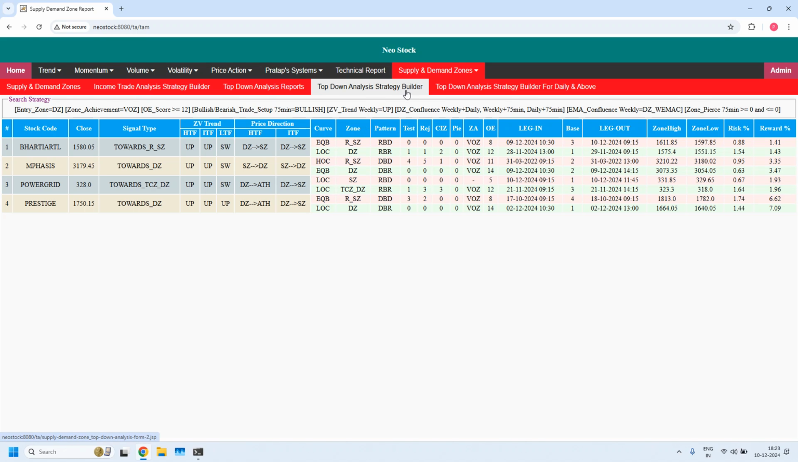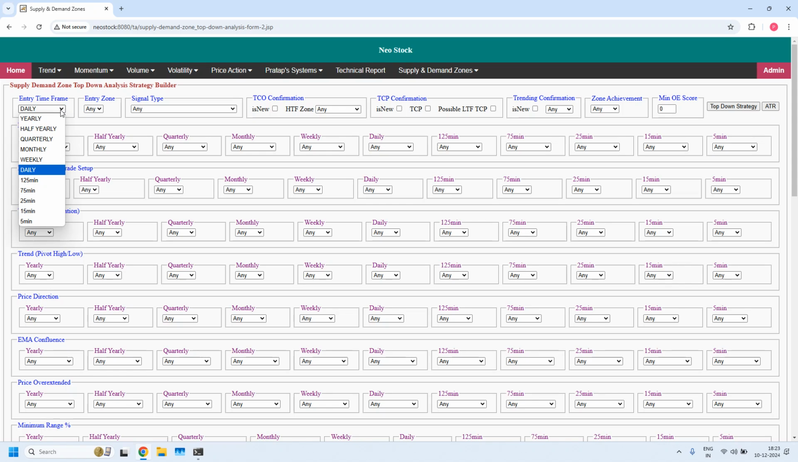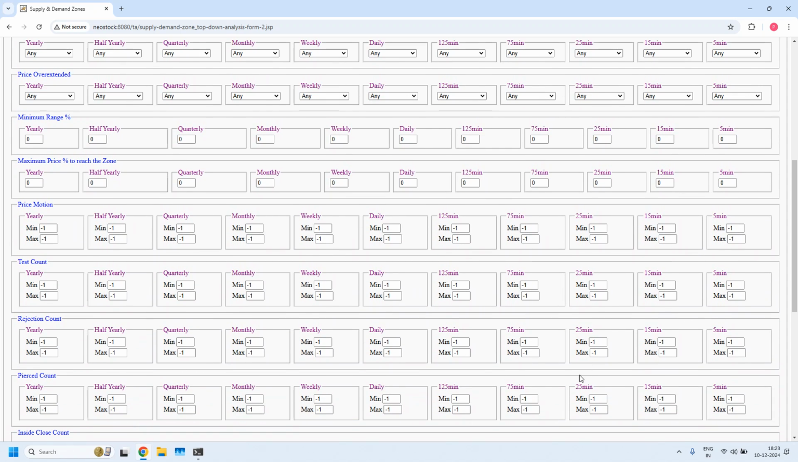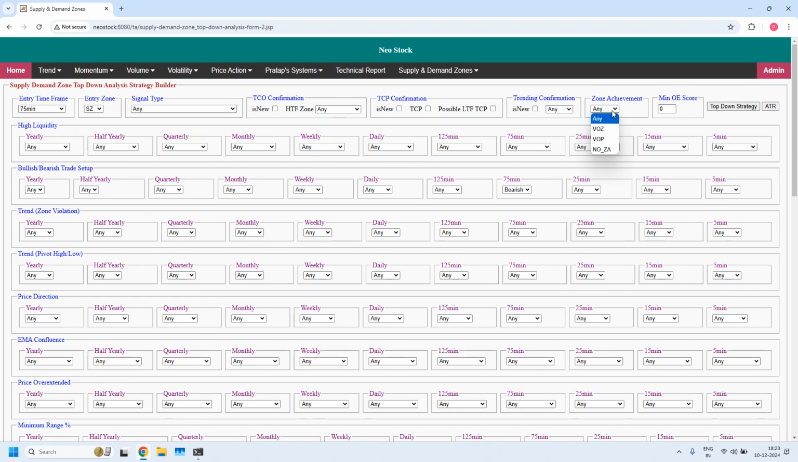Next, report bearish trade setup for weekly income trade. Entry time frame 75 minutes, entry zone, supply zone in bullish or bearish trade setup at 75 minutes time frame. I am selecting bearish. The 75 minute supply zone should not be pierced. So in the pierced count at 75 minutes time frame, I am setting minimum value 0, maximum value 0. Zone achievement violated opposing zone. Minimum odd enhances score 12. All 3 filters are applied to 75 minute supply zone.